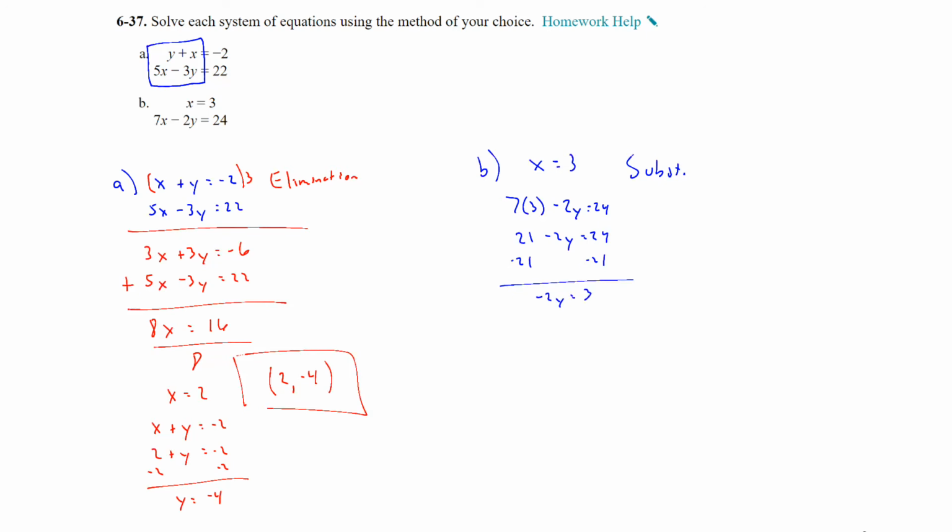-2y equals 3, divided by -2, and y is equal to -3/2. We already have the value for x, so we don't have to find that. We already know that. So it's (3, -3/2). And once again, we could plug those back in. Actually, we really just need to plug them into the second one to see whether that solution is correct.